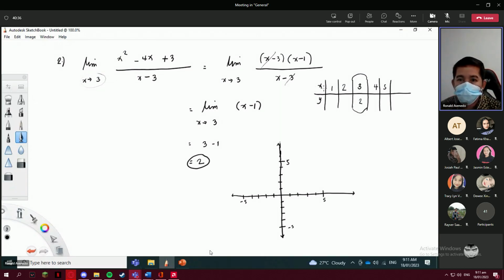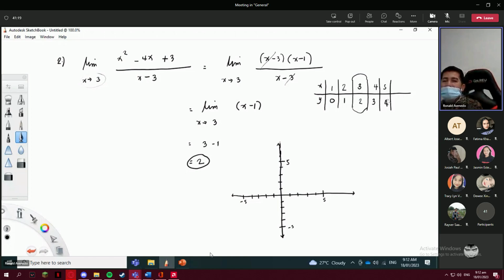When x is equal to 1, then 1 minus 1 is 0. When x is 2, 2 minus 1 is 1. So, di ba? If x is 3, 3 minus 1 is 2. Then if x is 4, 4 minus 1 is 3. And if x is 5, 5 minus 1 is 4.